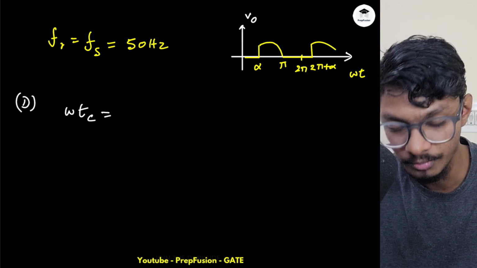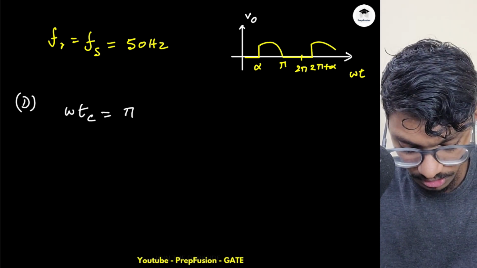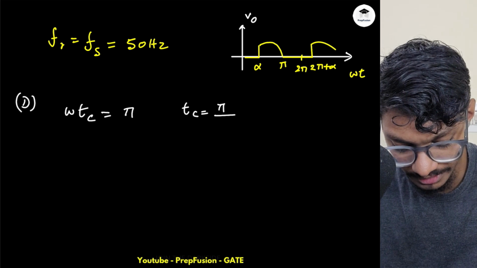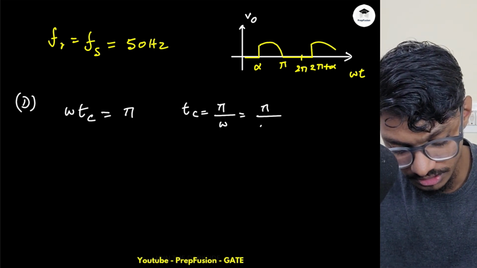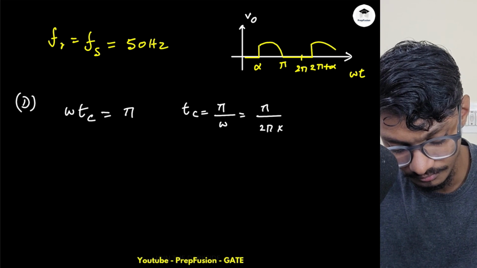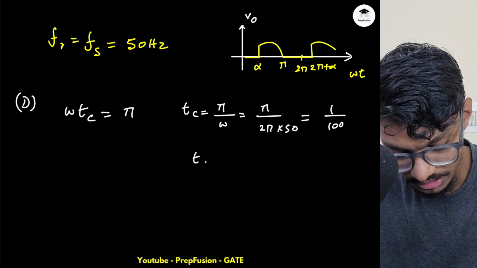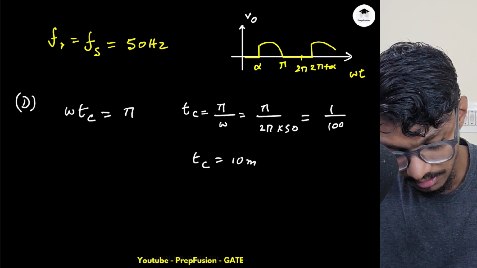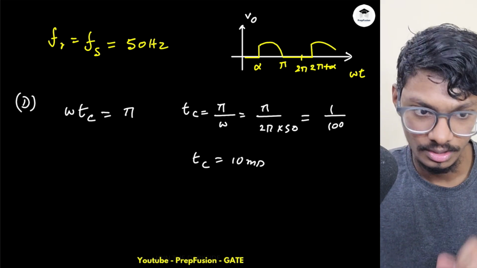So TC, the commutation time, will be pi, right? Total angle is pi. So commutation time will be pi by omega. In our case, it is pi by 2 pi f. So it is pi by 2 pi into 50, so it is 1 by 100. So TC is simply 10 milliseconds. This will be my commutation time.